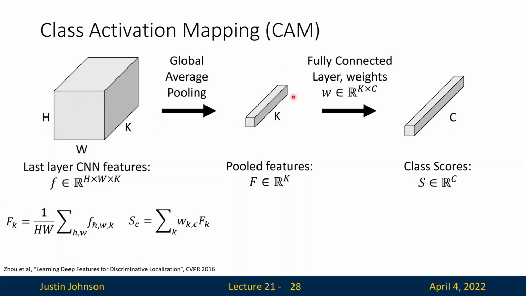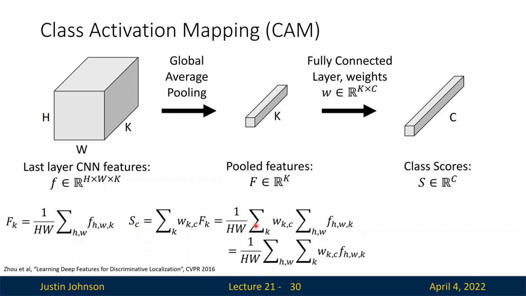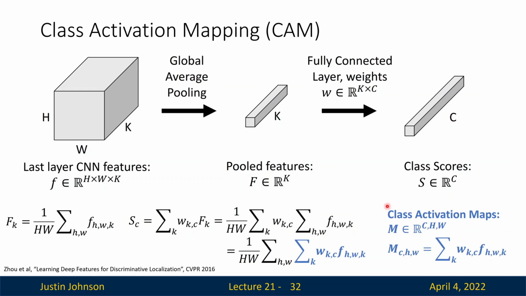Then there is a group of weights, w_kc. We use the group to do the weighted average. For each element in the k vector, we do a weighted average to generate the score. By definition, you just expand it and change the notation. For this part, we just call the matrix here the class activation map.